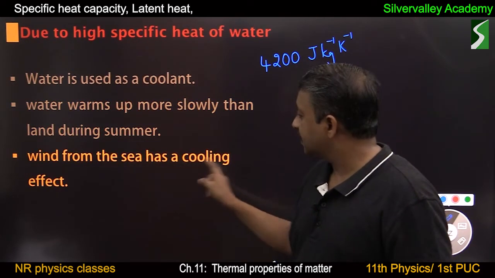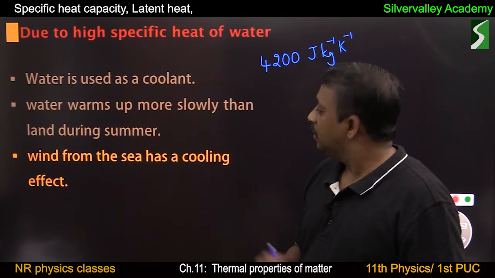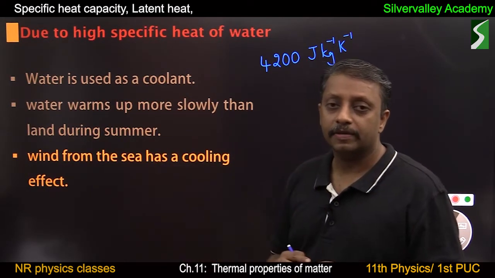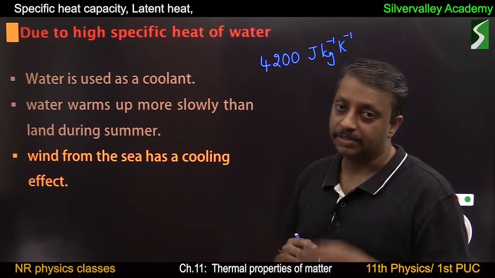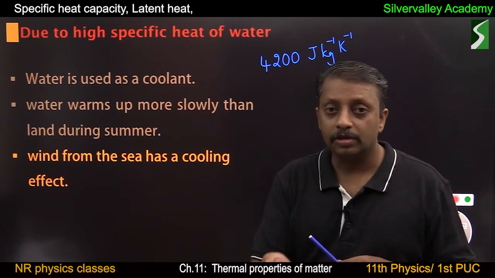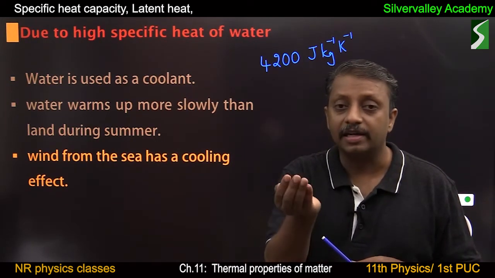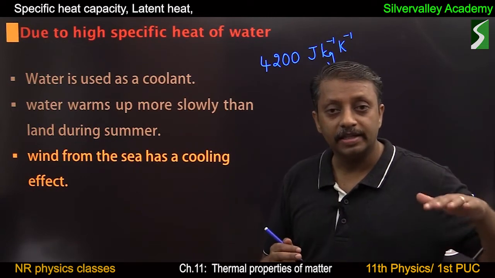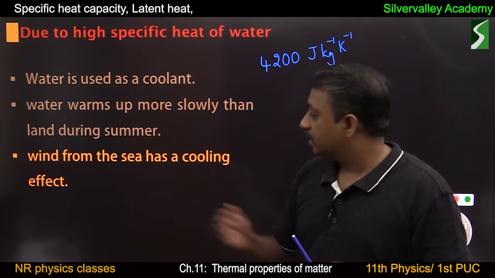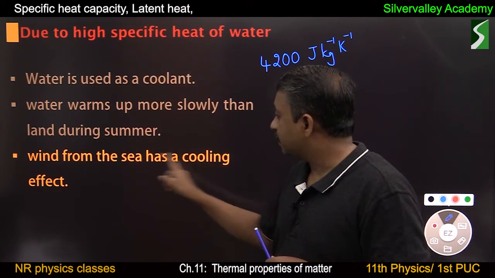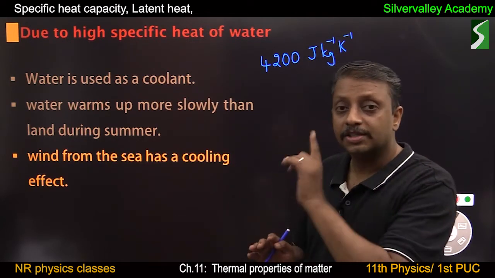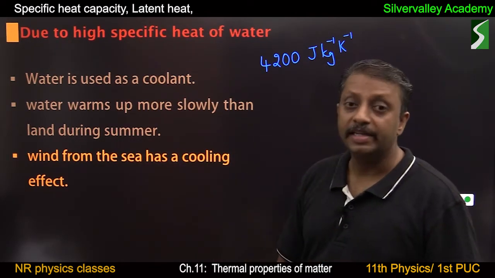Wind from the sea has a cooling effect. True. Let us understand this in the next topic, that is land breeze and sea breeze. Because of the very high specific heat capacity of water, sea water temperature rises very little, whereas the temperature of land increases to a greater extent. So as a result, there is a cooling effect from the sea. Time being, this is enough. In the next topic, let us go through this in detail.